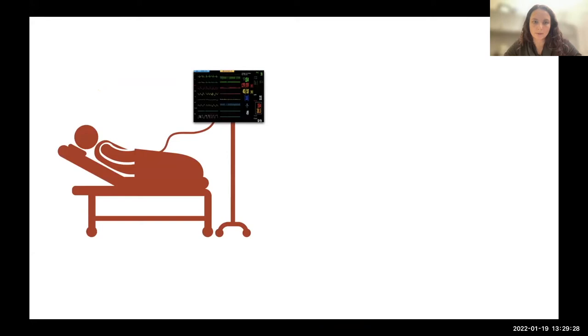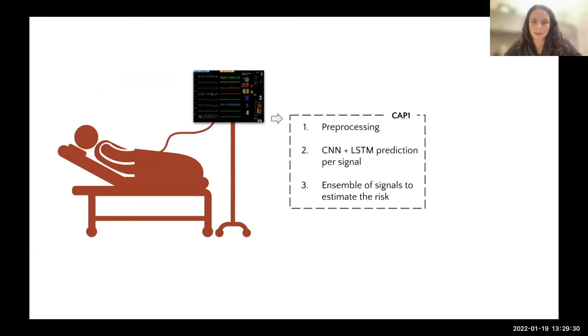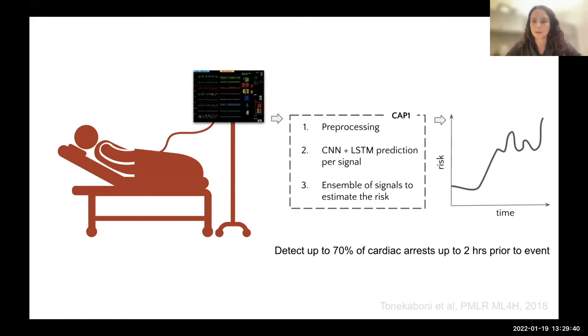And what we have done is we have designed an algorithm jointly with our ICU colleagues to take this data in streaming fashion and predict the risk of cardiac arrest at each given point in time for each of the patients. And what we are currently able to do is detect up to 70% of cardiac arrests up to 2 hours prior to the event. So that's the window in which we detect.